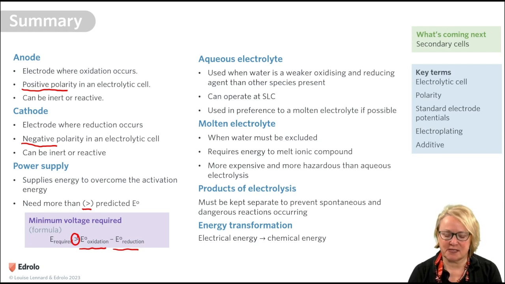Products of electrolysis must be kept separate to prevent spontaneous and potentially dangerous reactions occurring. And the energy transformation in an electrolytic cell is using electrical energy to transform to chemical energy.